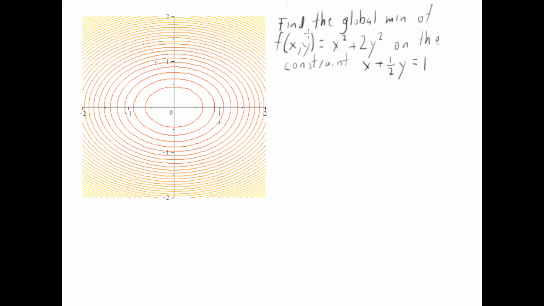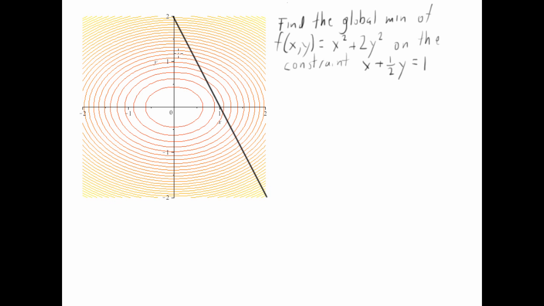Alright, in this video we're going to find the global min of this function, which by the way we've got a contour plot of here, on the constraint x plus 1/2 y equals 1. Now let's talk a little about what we mean by the global min on the constraint. Obviously what we have here is a bowl-like function, and its absolute lowest point is at the origin. But we're asking that x plus 1/2 y equals 1. So we're actually looking at the line that connects, let's say, to here, and goes through 1 on the x-axis. We want to know where the function x squared plus 2y squared has its lowest value on this line.